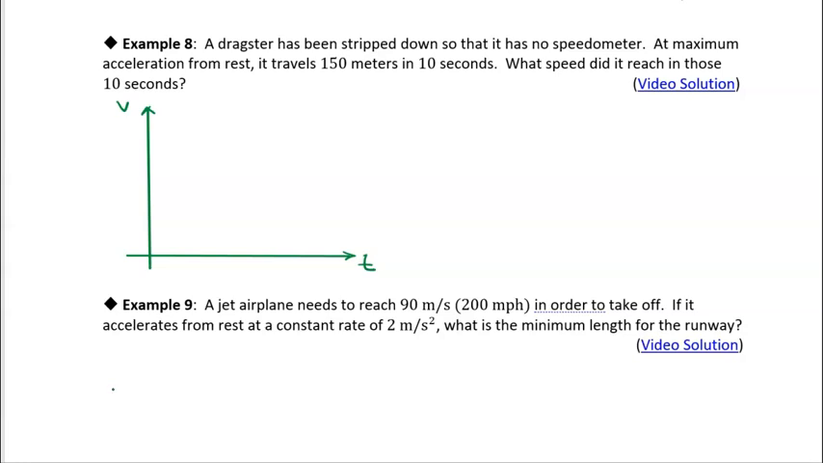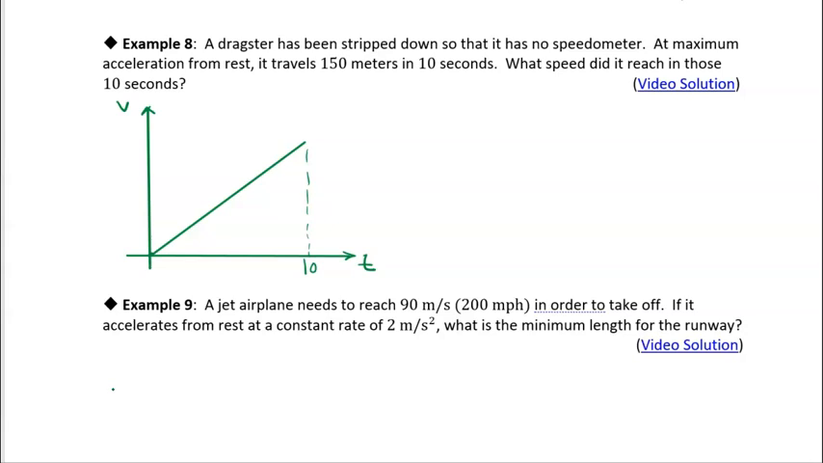Now, it says that it was at maximum acceleration. So we're going to assume that the acceleration is constant and that we're starting from rest, right? It says it's starting from rest. We're starting at 0 and then we're accelerating at our maximum acceleration, right? For some time period, which we're told is 10 seconds. And in the space of 10 seconds, the dragster traveled 150 meters.